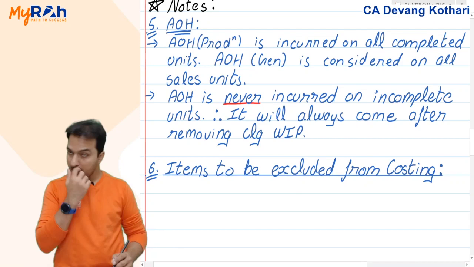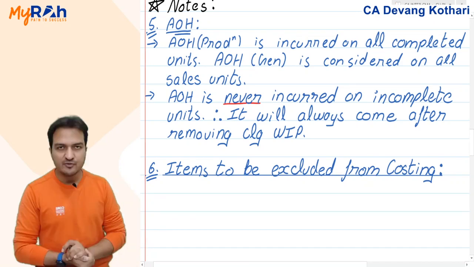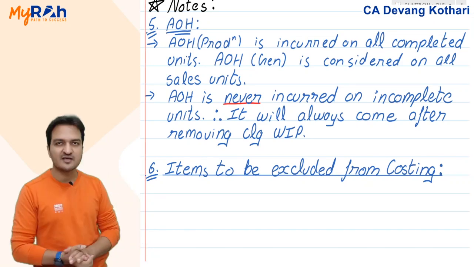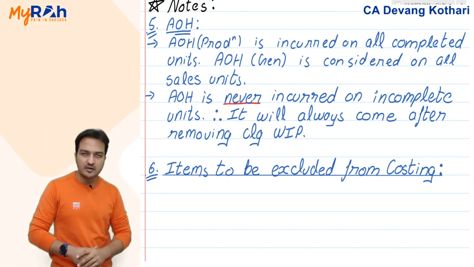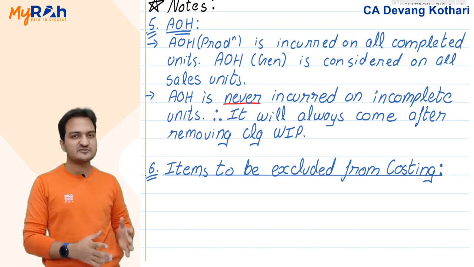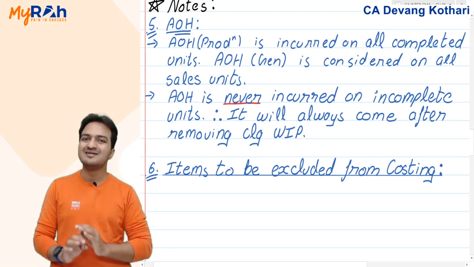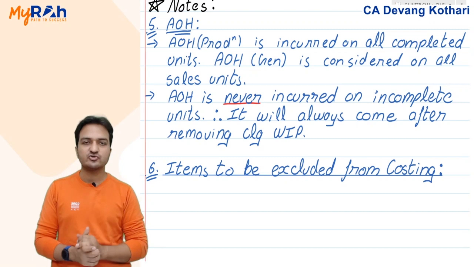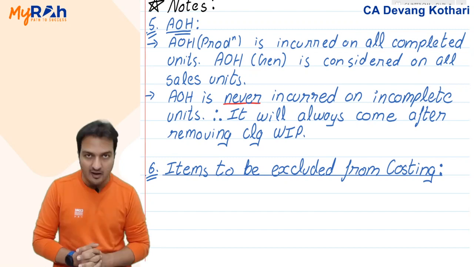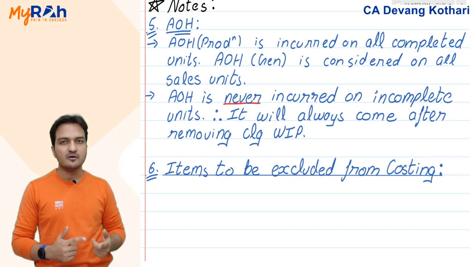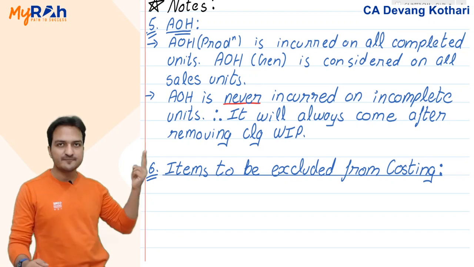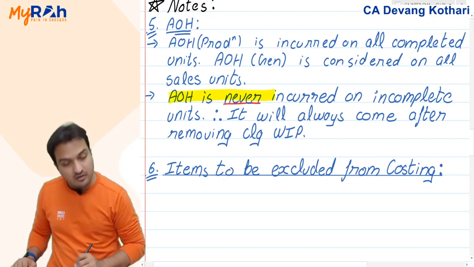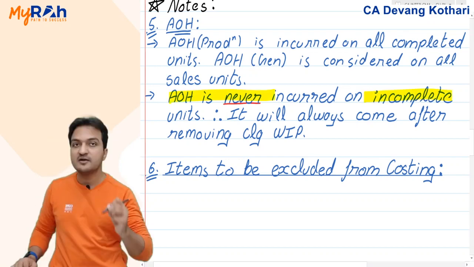Okay, listen up. For admin overheads, I give you these two notes here. First one says that admin overheads production is incurred on all completed units. I already explained that in the format. While admin overheads general is considered on all sold units. Yes, that also I explained in my previous session. But now I give you one more concept here, saying that because of these two points, I now say that admin overheads is never incurred on incomplete units.